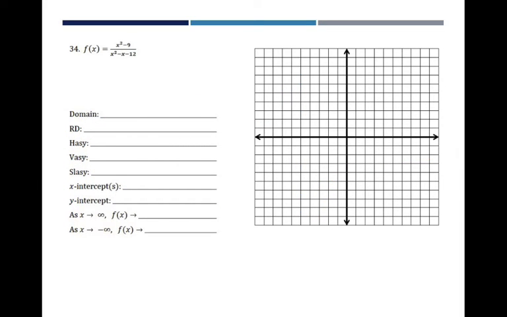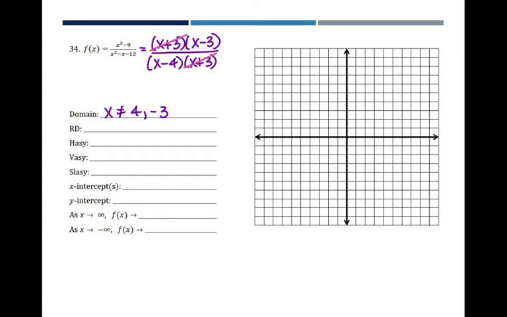And we factor x plus 3, x minus 3. Let's see, x minus 4, x plus 3. I can cancel out my x plus 3's. That is going to give us a restricted domain at 4 and negative 3. So x cannot be 4 or negative 3. Let's go ahead and write that in interval notation.